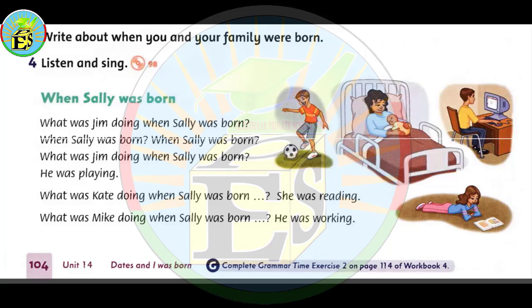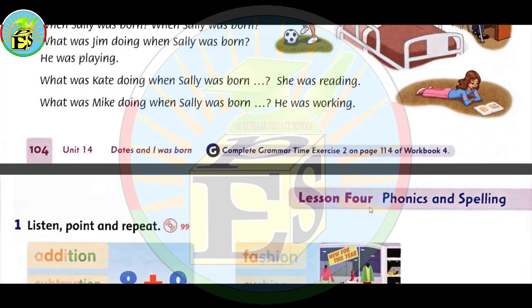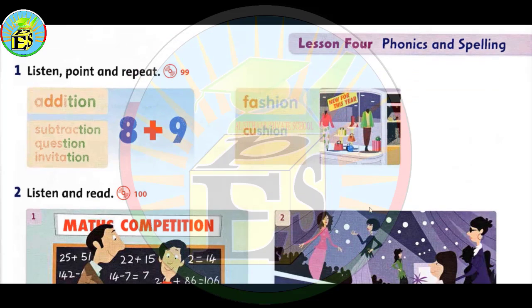Now let's move to page 105, and the next lesson is going to be phonics and spelling, which is lesson number 4. So in such lessons we have 2 different groups of words, and they have a different way of spelling, but they have the same sounds. This is what we're going to learn today, inshallah. And the first thing that we're going to start with is task number 1. What you need to do here is to listen, point, and repeat.